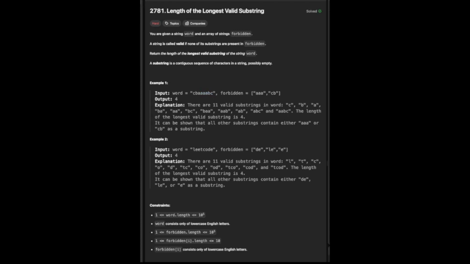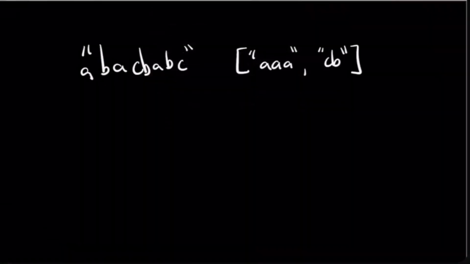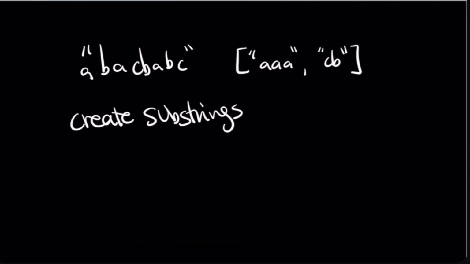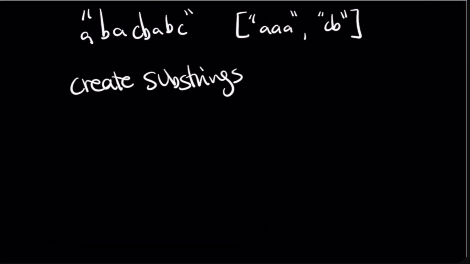Right, so in order to solve this question, we have to look at this at a higher level. We have to first create substrings, and we have to check those created substrings with the forbidden words and check if they are valid or not. So let's go over the first step first. How do we create substrings?